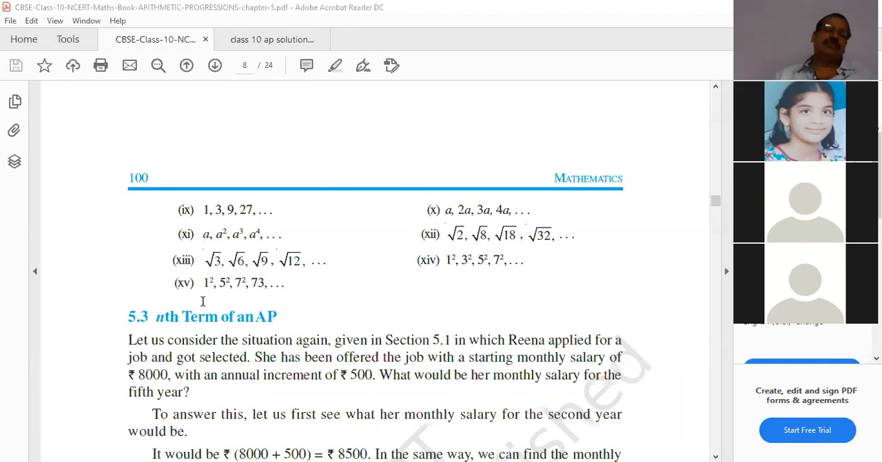Now last one, Amma. 15th one. Yes, in AP, sir. 1 square means 1. 5 square is 25. 7 square is 49. The difference is 24. Here also 24.